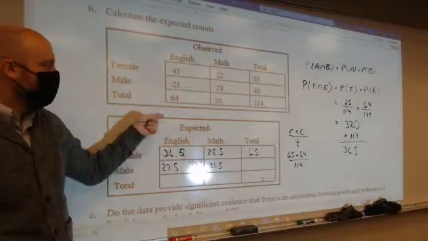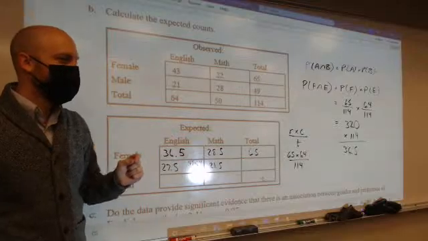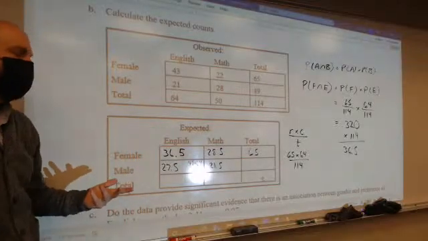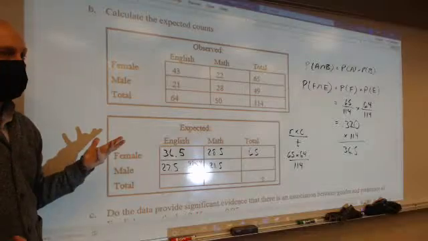So look, there is a discrepancy between these numbers. But is it a big discrepancy? Is it enough of a discrepancy to say, all right, these two things are not independent? So we'll see.